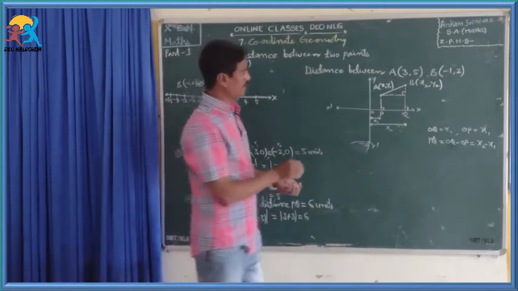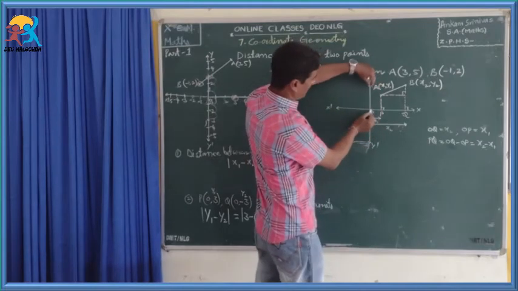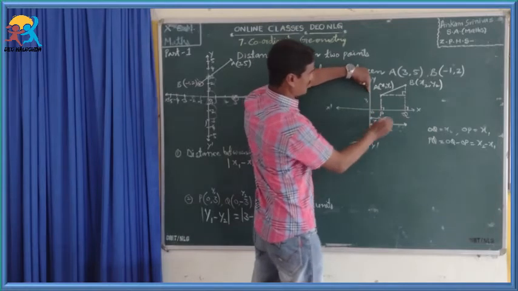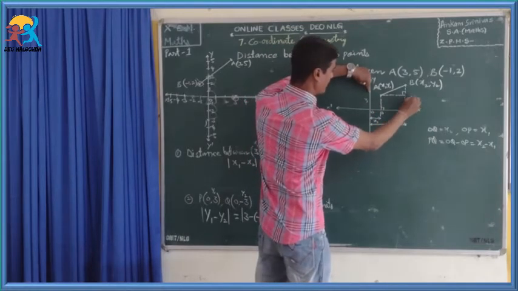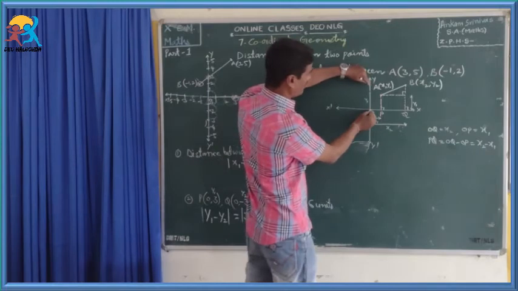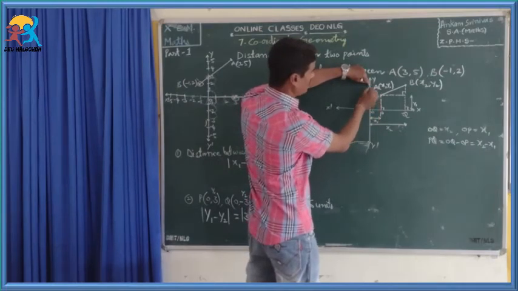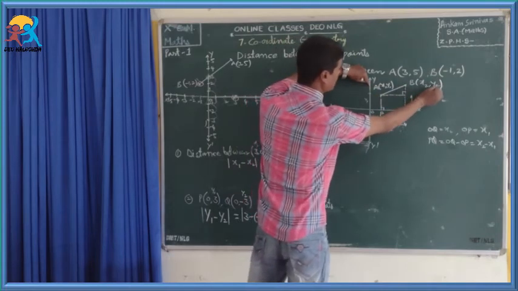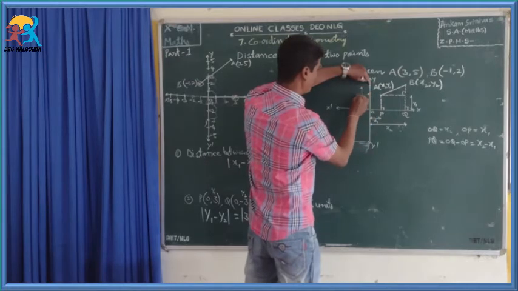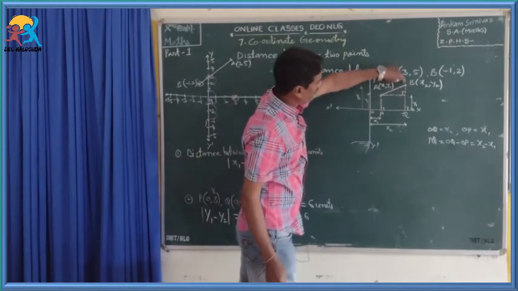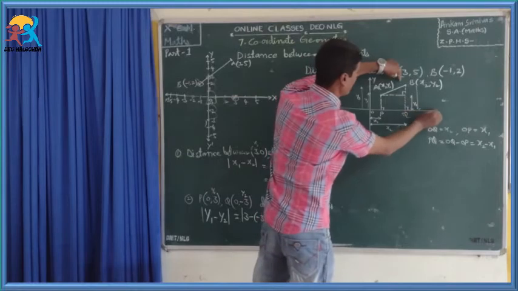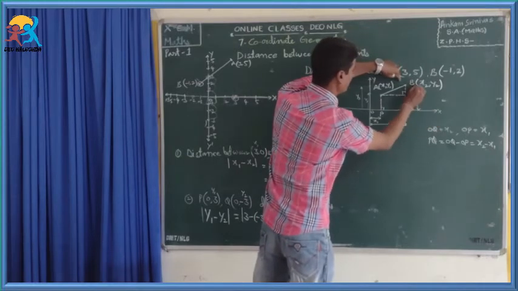In the same way, see children here, origin to this is the y1 unit. So from here to here, y1. The same way, origin to B, the y coordinate is y2. So up to here, y2. So BQ equal, we will get here y2.